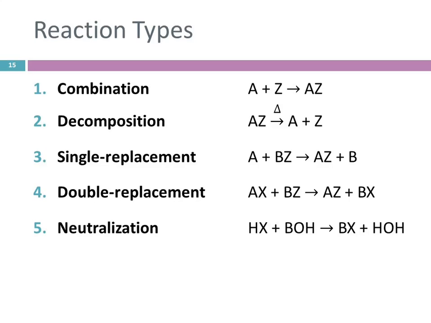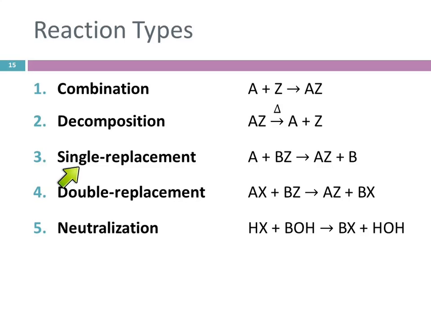A decomposition reaction is kind of the opposite. We're starting with one substance and it's decomposing, it's breaking apart into 2 or more substances. And this little triangle, what does that mean? Heat. Oftentimes, heat is necessary to decompose, and so we'll show that above the arrow.